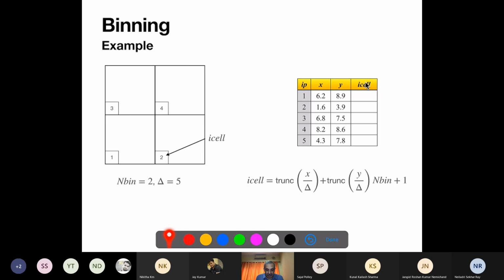So let's look at the example. Supposing you have this. Okay, now you are all paying attention. I want you to tell me, for the first particle, which cell is it in? Let me just explain what is there. In this problem, there are only 4 bins, 1, 2, 3, and 4. The width of each bin is 5.